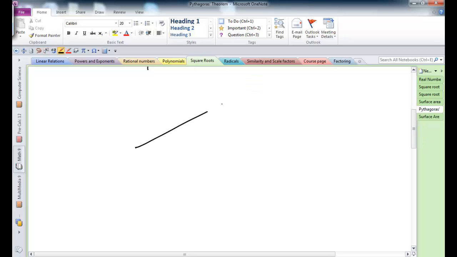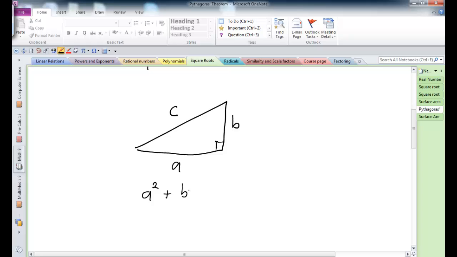If you have a right triangle, the two legs are called A and B, and the side across from the right angle is called the hypotenuse. We'll call it C. And so the relationship is always the length of leg A squared plus the length of leg B squared equals the length of the hypotenuse squared. It's very important. It's the sum of the squares of the two legs that are equal to the square of the length of the hypotenuse.